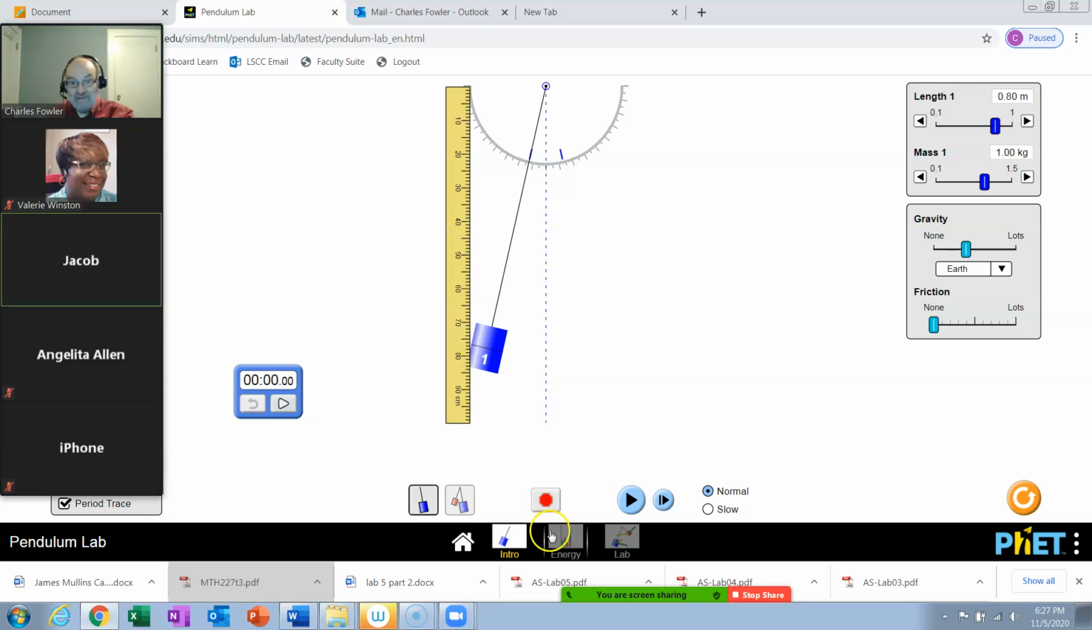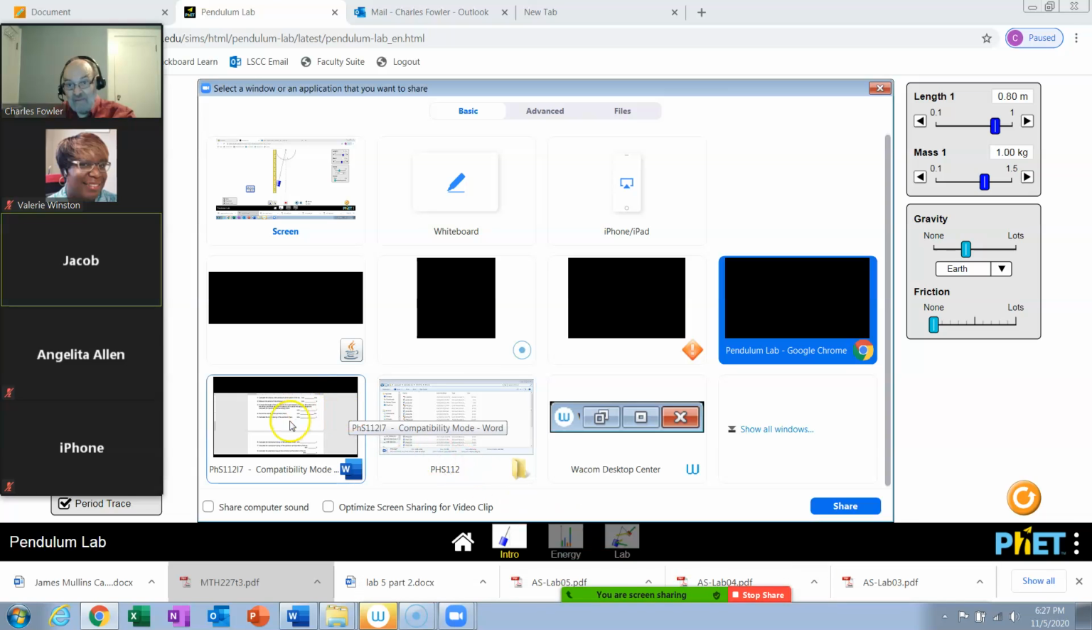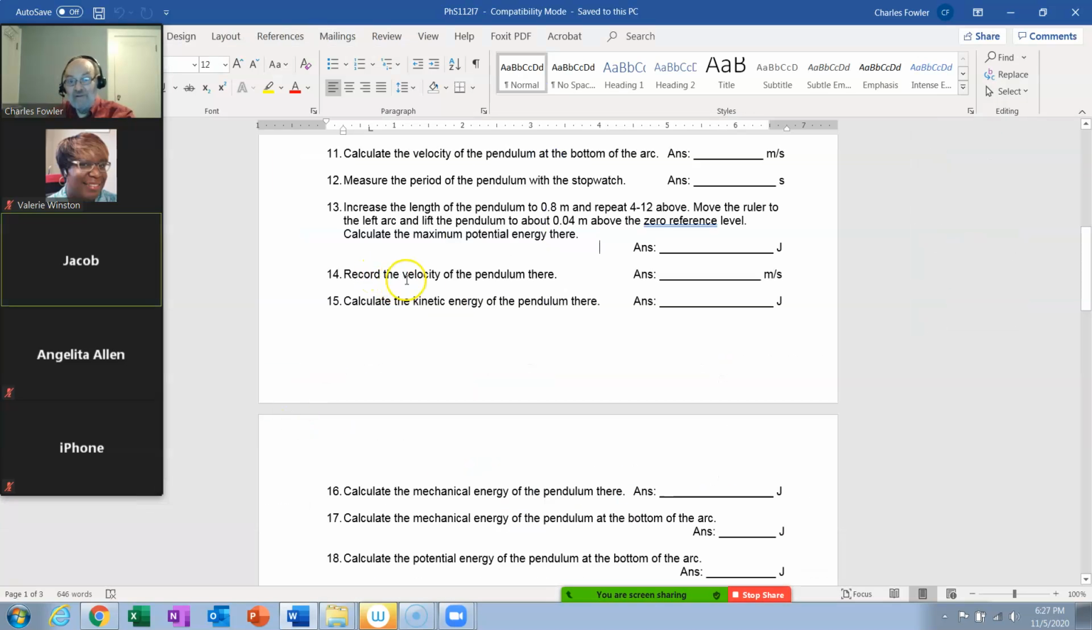Okay, so let's go and see. Now what does it say to do there? Calculate the maximum potential energy at that point. Okay, now when that maximum potential energy was m, we didn't change the mass any, 1 kilogram, times g, we didn't change that any, we're still on the earth, 9.8 meters per second squared, and we still got the same 0.04 meters. So our potential energy is the same. What was that, 0.392 was it?